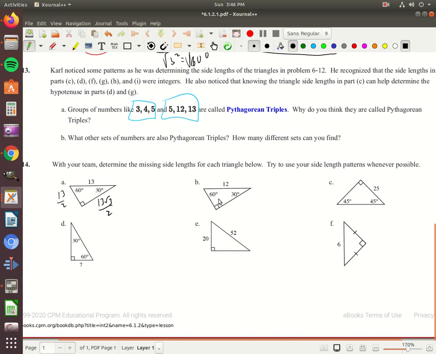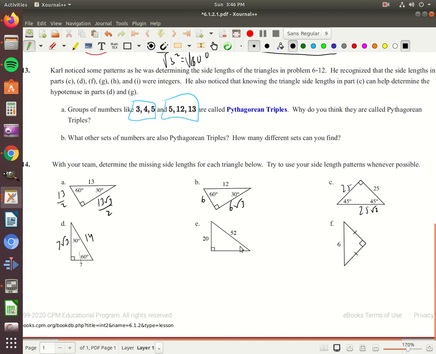On this one, my hypotenuse is 12, so half of that would be 6, and this would be 6 times the square root of 3. Over here, I know these are going to be the same, so I'm going to get 25 times the square root of 2. On this one, I'm going to double 7 and get 14, and then 7 square root of 3 for the 60-degree side.